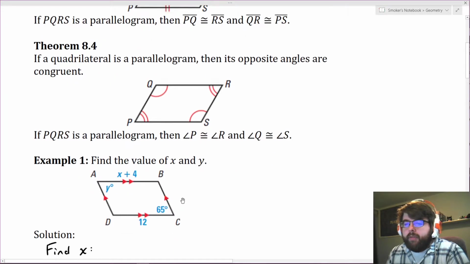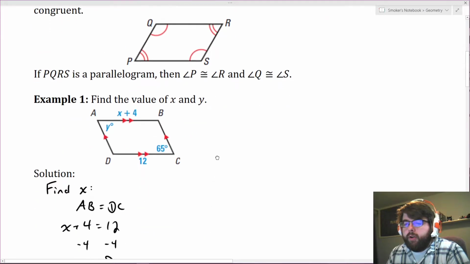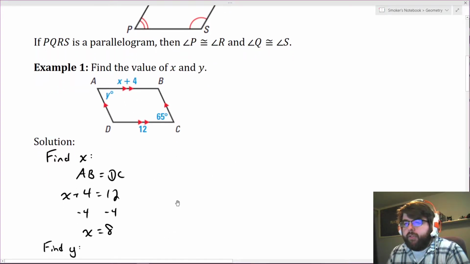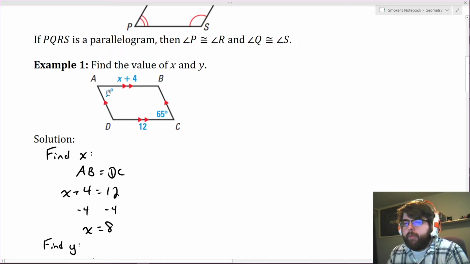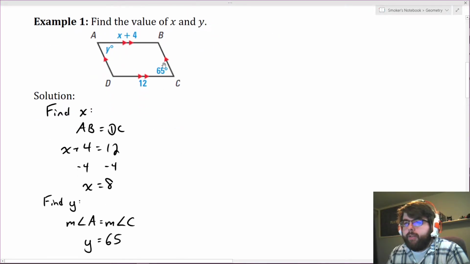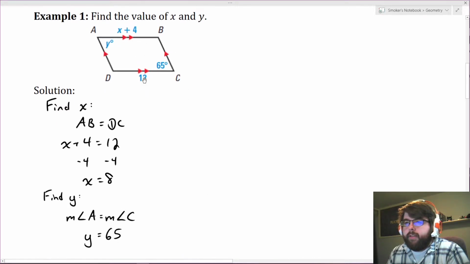I'm solving for x first. I'm going to take x plus 4 equals 12 and solve that for x. Pretty easy; you should get 8. Solving for y is even easier, because I'm setting these two equal to each other, and y equals 65. There's nothing to solve because there are no pluses or minuses going on. We've solved this problem, finding x and y, because the parallel symbols mean it's a parallelogram, so opposite angles are equal and opposite sides are equal.